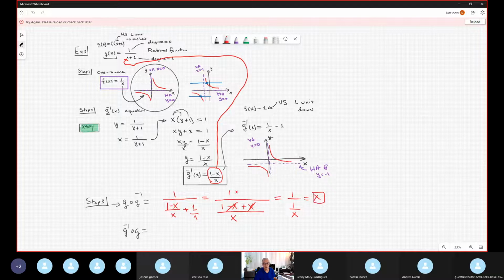Good, identity function. Now let's do it in a different order. You replace this here, in 2 places, the x here and the x here, because we have 2 x's. But you're right.